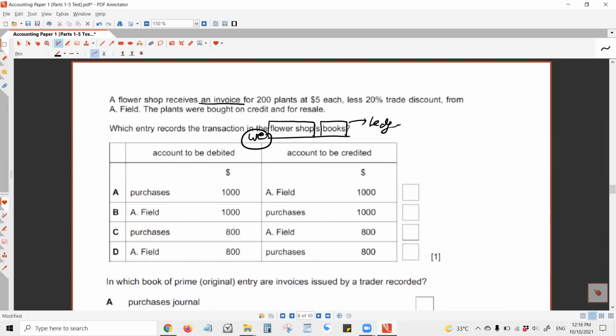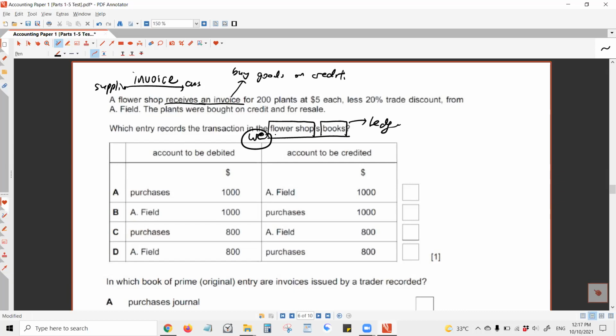Receive an invoice. Who would receive an invoice? Who would send an invoice? So it's testing you on part 4. Invoice is always sent by the supplier to the customer. When we receive an invoice, it means we buy goods on credit. We buy goods on credit because you are receiving an invoice. We are the customer here.